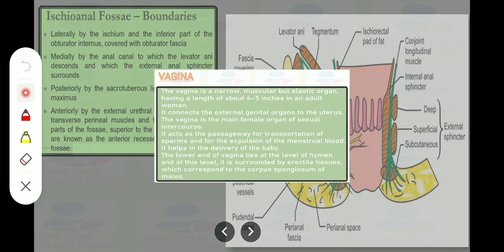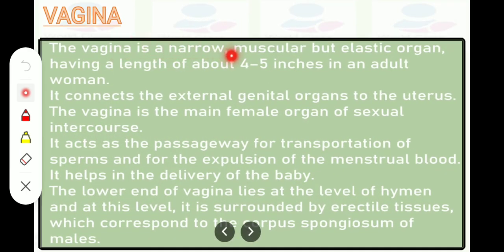Now, a little bit about vagina. Vagina is a narrow, muscular but elastic organ having length of about 4 to 5 inches in an adult woman. Okay, and it connects the external genital organ to the uterus. All of you know this, and the vagina is the main female organ of sexual intercourse. It acts as a passageway for the transportation of sperms and for the expulsion of the menstrual blood. It helps in the delivery of the baby as well. The lower end of the vagina lies at the level of the hymen, and at this level it is surrounded by erectile tissue which corresponds to corpus spongiosum of the male.